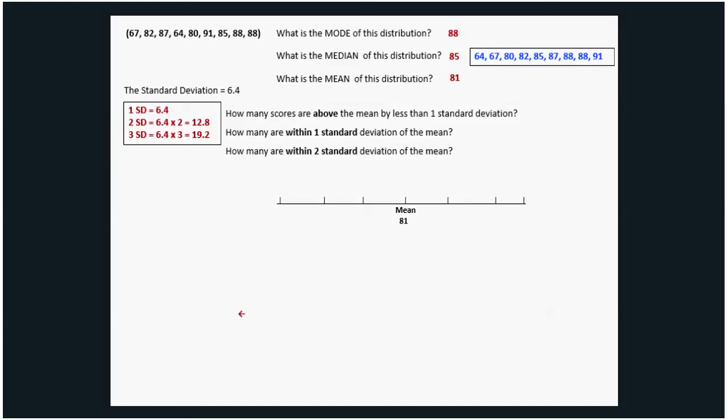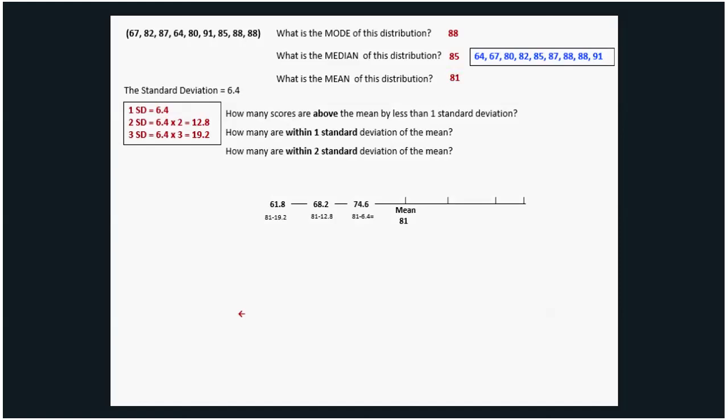We know our mean is 81, and we know we're going to go out 1, 2, 3 standard deviations to the right, and 1, 2, 3 standard deviations to the left. So if I take this and I say 81 minus 6.4, it's going to be 74.6. This next one, I could say 81 minus 12.8, and it's going to be 68.2. Third one, 81 minus 19.2, 61.8.